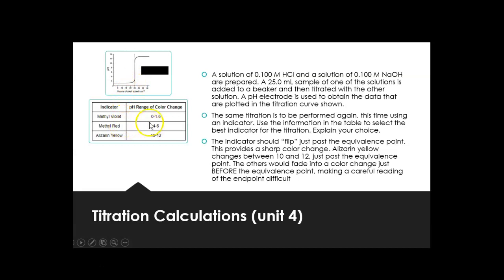And the methyl red between 4 and 6, well, it's completed its change before you get to the equivalence point. You don't want to do that. It would be very hard to read the end point of the reaction and therefore to guess where the equivalence point is. So alizarin yellow would be your best choice here. Frankly, as you know, we prefer phenolphthalein, but that's not one of your choices.